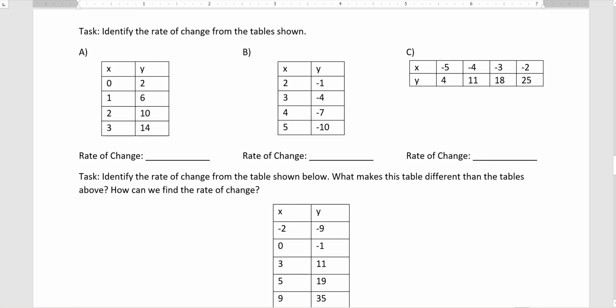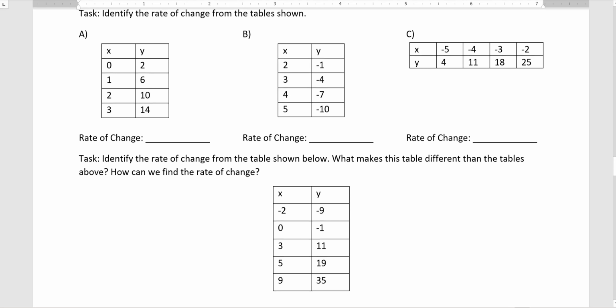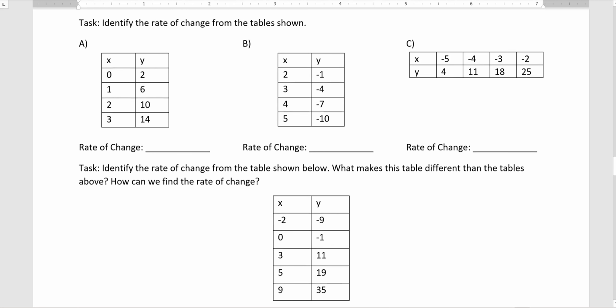All right, now tables don't really change anything. It's just how the points are written that is a little different. So identify the rate of change from the table below. Notice as x goes up by 1, each of these increases by 1. What happens to y? Well, this one goes up by 4, and this one then goes up by 4, and this one then goes up by 4.